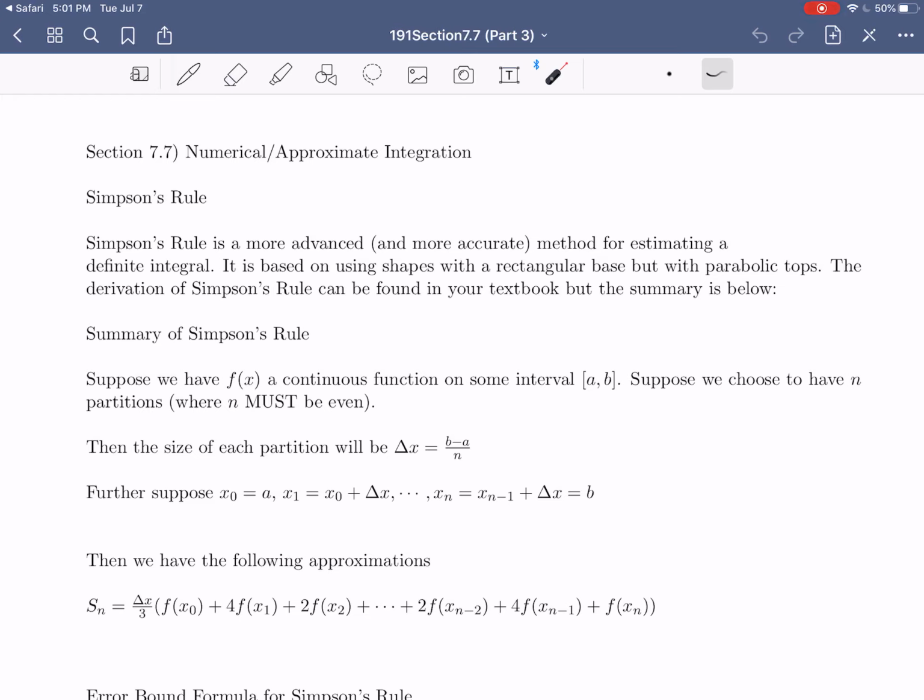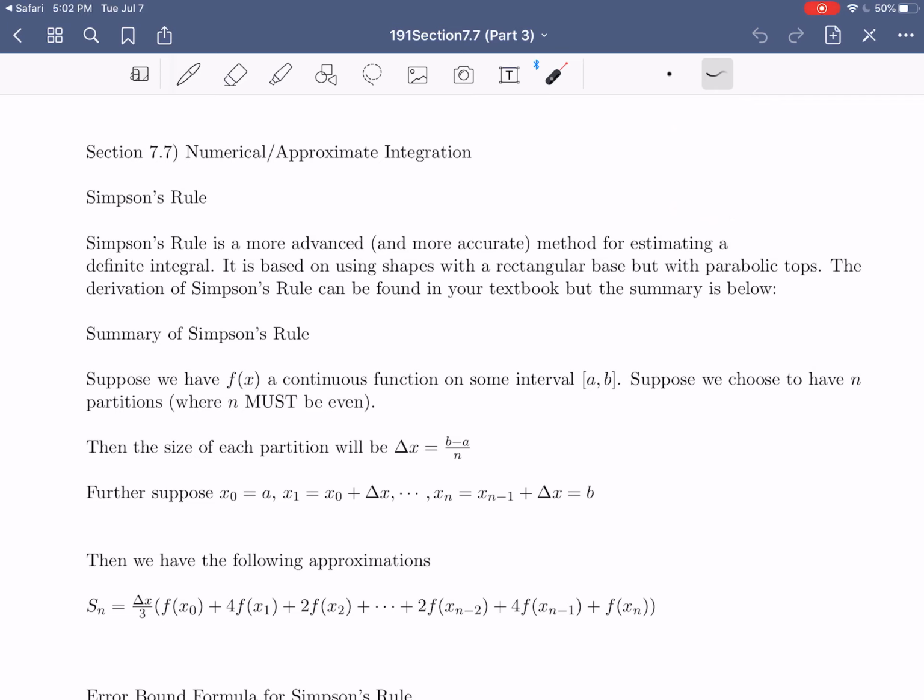The way you construct Simpson's rule, the way you derive it, is you use shapes that have a rectangular base but with a parabolic top. What we're basically trying to do there is extend the idea of the trapezoidal rule. The trapezoidal rule used a rectangular base, but then a diagonal or straight line as the top.